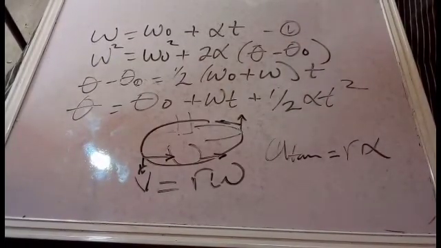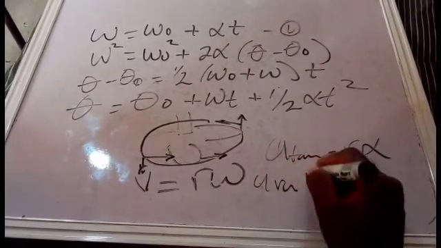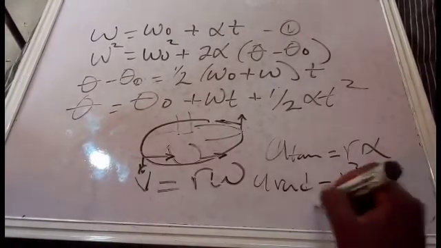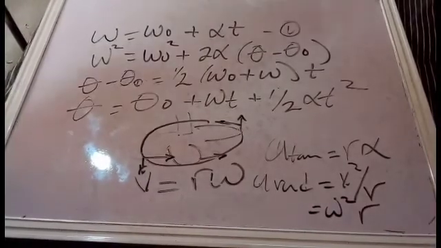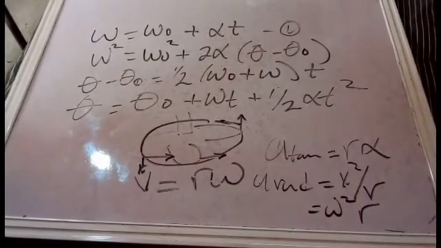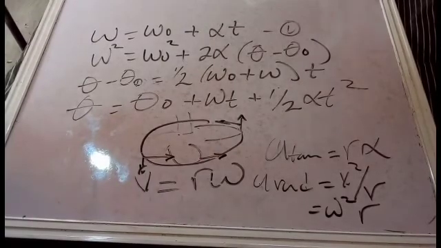So now we also have centripetal acceleration of a point on a rotating body, which is the radial acceleration. We say it is equal to v square over r. This is also equal to omega square r. That is for the radial acceleration or the centripetal acceleration of a point on a rotating body.